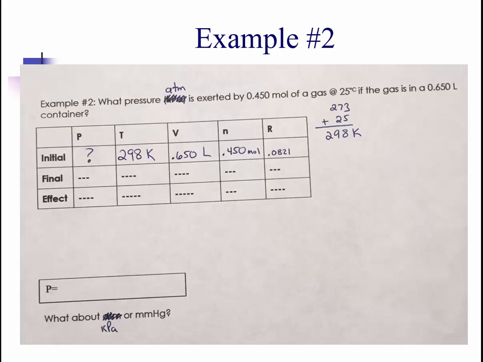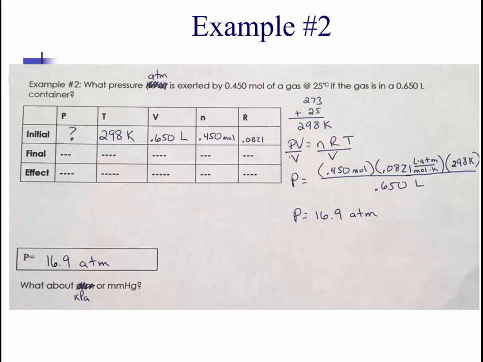So the pressure we don't know. The temperature is 298 Kelvin. We added 273, as you can see on the screen. The volume is 0.650 liters. The moles, which is our n value, is 0.450 moles. And the R value is 0.0821. And I'm sorry I didn't write my unit there. That unit is going to be liters times atmospheres over moles Kelvin. I wrote it in the problem, though.